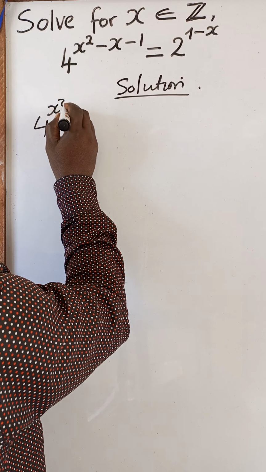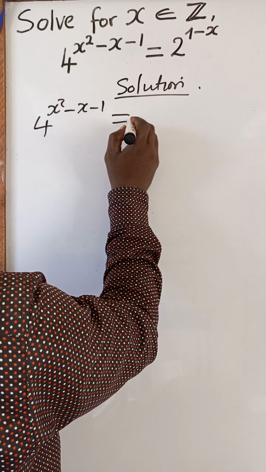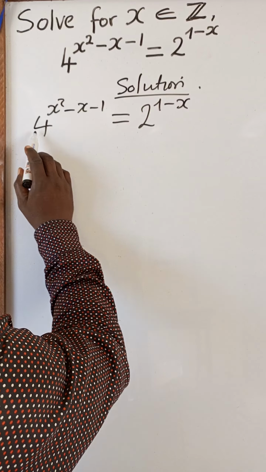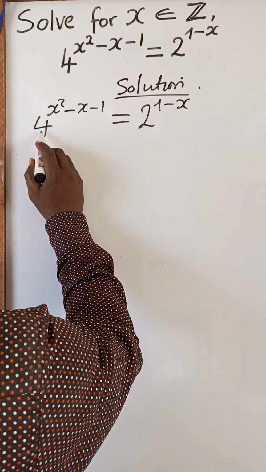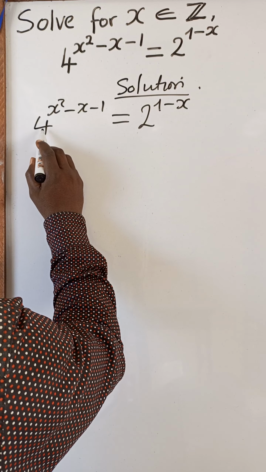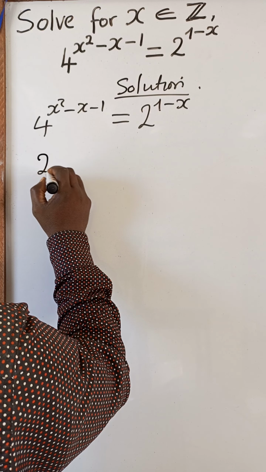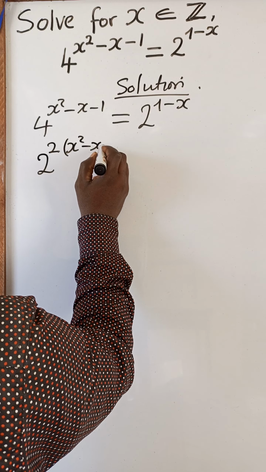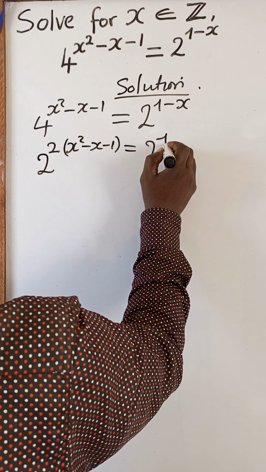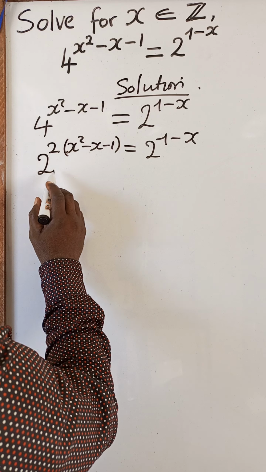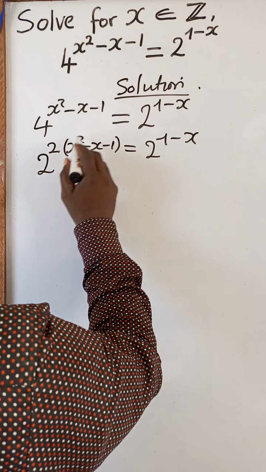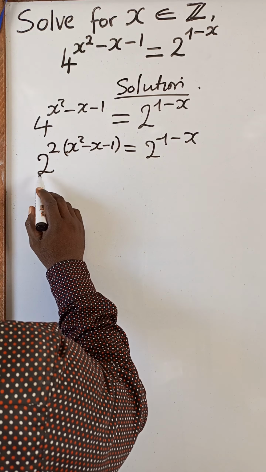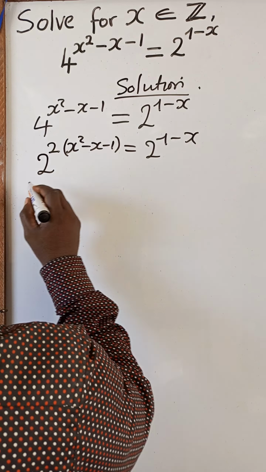4 to the power x squared minus x minus 1 is equal to 2 to the power 1 minus x. The base here is 4, the base here is 2. We can change this base to base 2. We know that 4 is the same as 2 to the power 2, but that 4 was raised to the power x squared minus x minus 1. So we now have this index expression equal to this index expression. Equality is possible only when the bases are equal and the powers are equal.